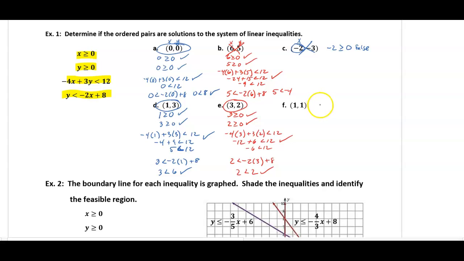And the last one, is 1 greater than or equal to 0? Good. Is 1 greater than or equal to 0? Good. Is negative 4 times 1 plus 3 times 1 going to be less than 12? Is negative 4 plus 3 less than 12? Good. Is 1 less than negative 2 times 1 plus 8? Is 1 less than 6? That works out. Therefore, 1, 1 is a solution.